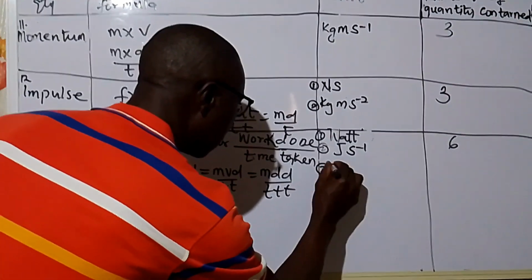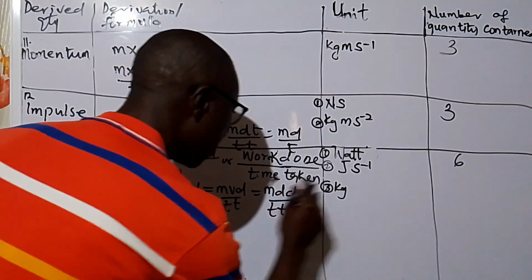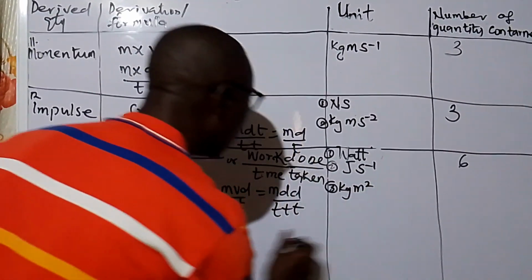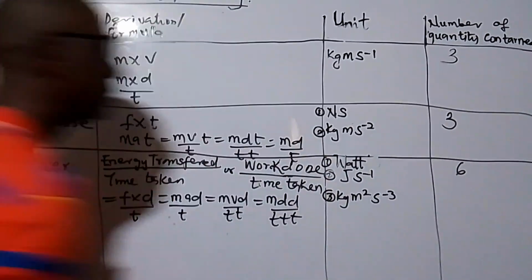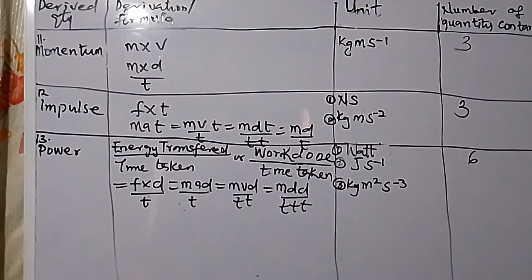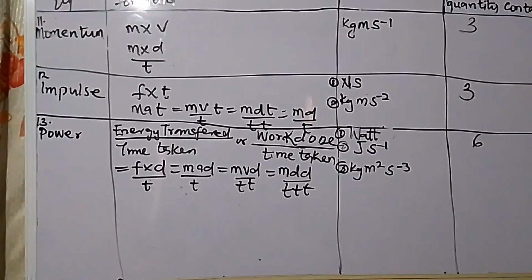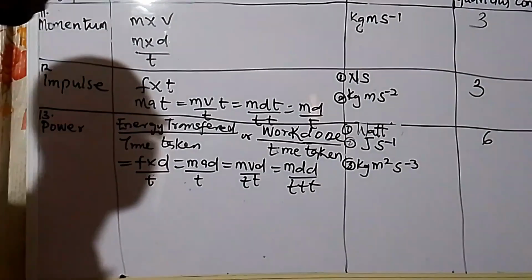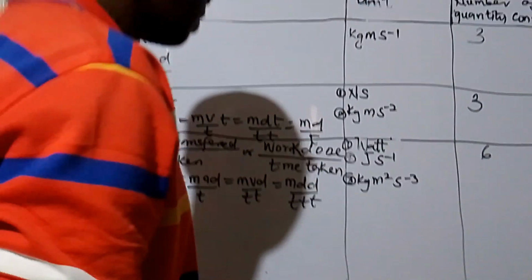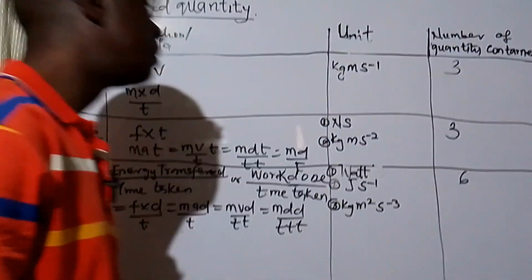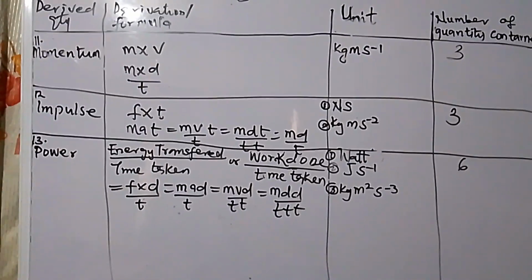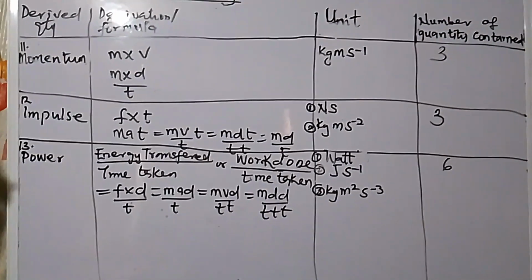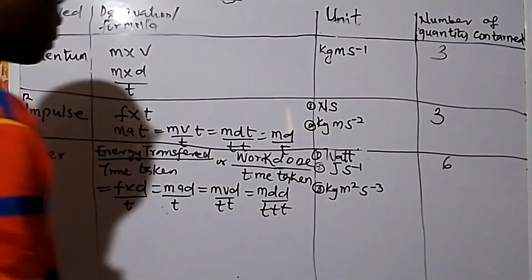To get the next unit for power, let's write it. Mass, kilogram, meter, that's meter square, TTT, that's per second cube. It means the next unit of power can be kilogram meter square per second cube.